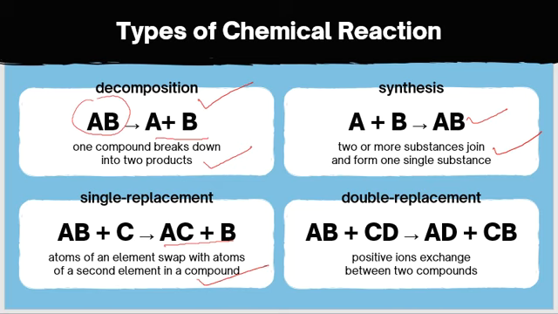Double replacement: AB plus CD, and B replaces D, or B will go with C. So positive ions exchange between two compounds. What is the main point? Positive ions exchange between two compounds.